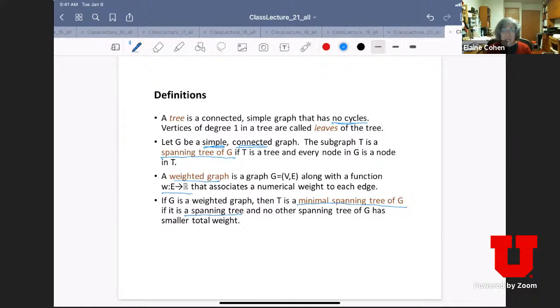Okay, they're not unique in general. Now, when you have a graph with no weights attached, then it's like having equal weights, and any spanning tree is minimal because they're all the same cost. Okay?